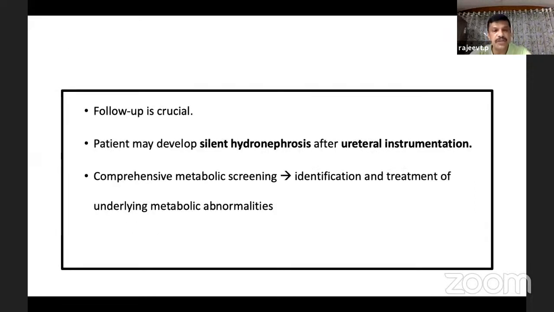Follow-up is very crucial in these patients because patients develop silent hydronephrosis after ureteral instrumentation, and comprehensive metabolic screening to identify and treat the underlying metabolic abnormalities is of paramount importance.